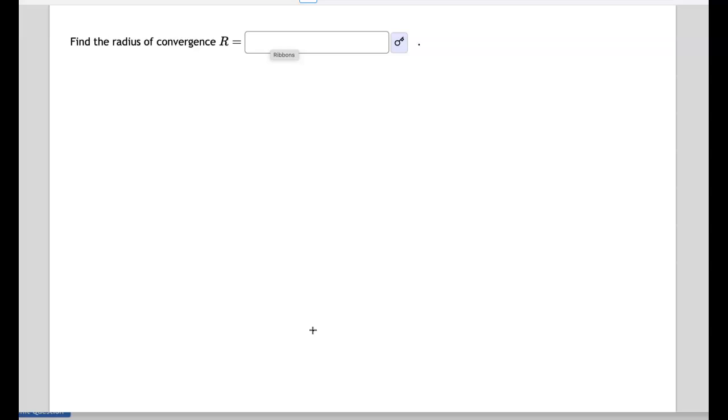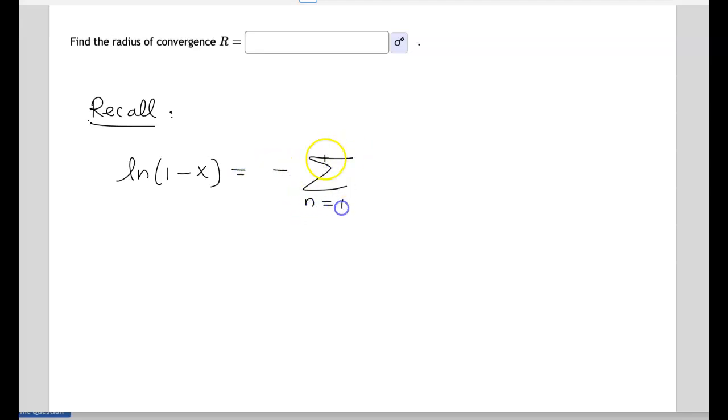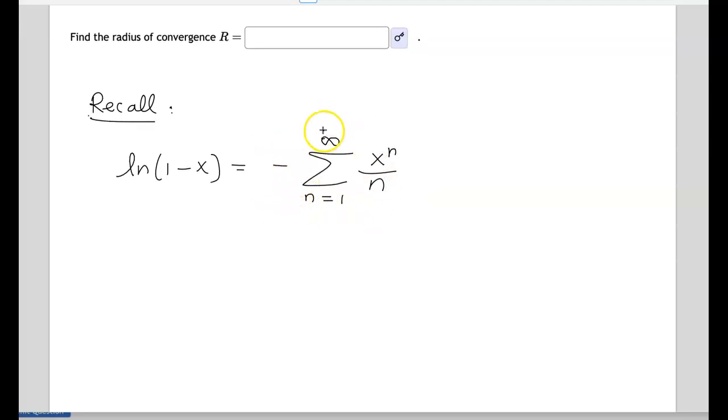In this problem, we don't need to construct this series from scratch, because if we recall, we have ln of 1 minus x equal to this series, the sum from 1 to infinity of x to the n over n. And we know this converged from including negative 1 up to 1, not including 1, and that was the interval of convergence.